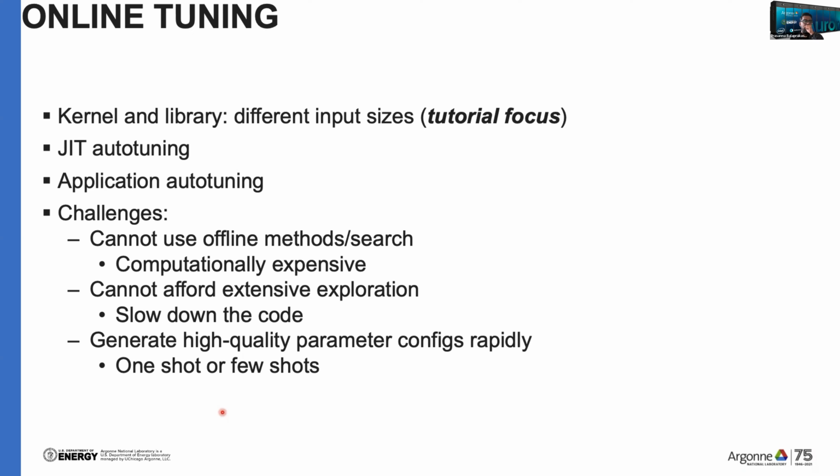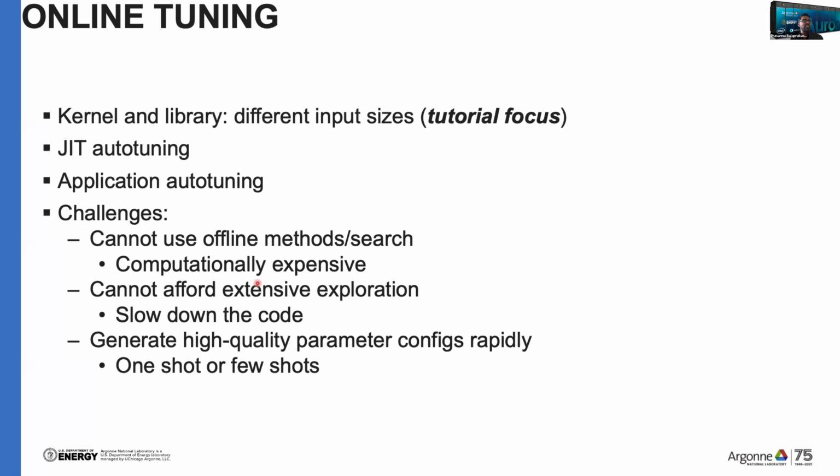This is relevant for many different cases. For example, if you take JIT auto tuning, just-in-time compilation and just-in-time auto tuning, online tuning is very relevant and very important. And there is application auto tuning, where you say, I can afford to do auto tuning for smaller input sizes of an application, but my real production runs are large input sizes. So I want to take whatever I learned from the smaller input size and apply it to the large input size, or leverage that knowledge.